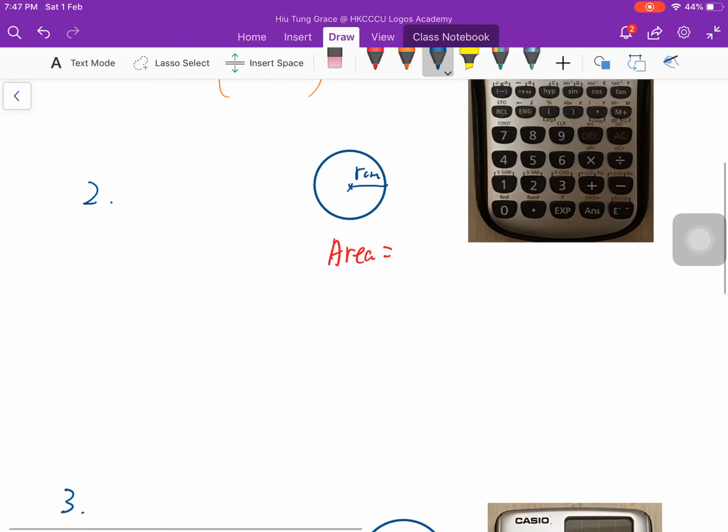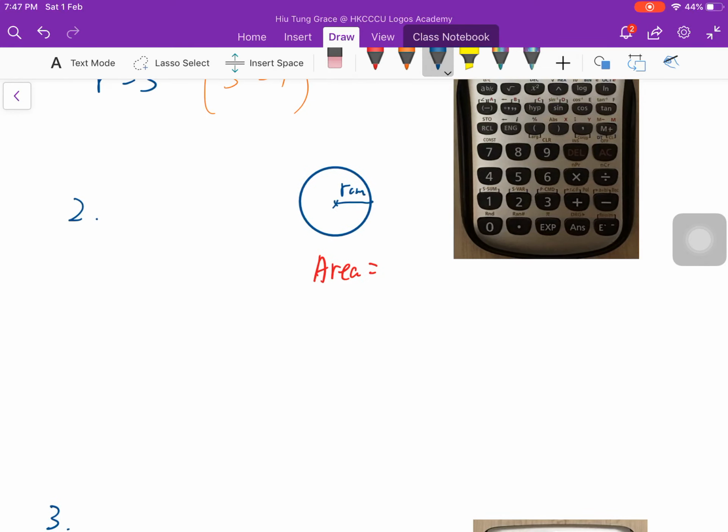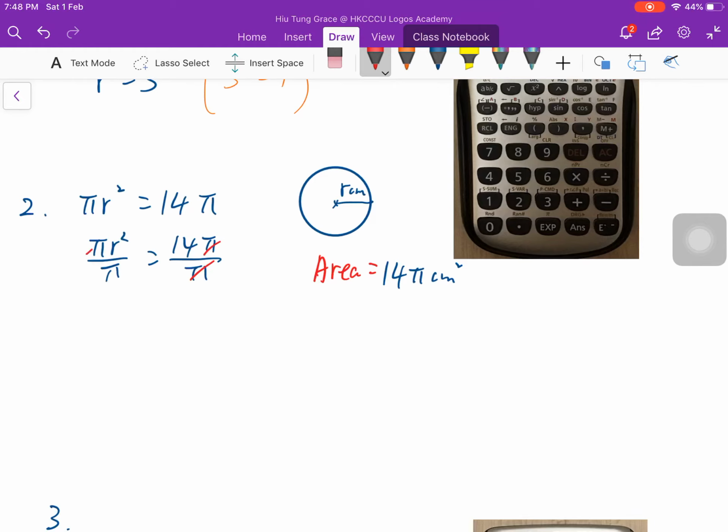This time, again, you are given a circle with radius r cm and the area this time is 14 pi cm squared. To start with, again, we use substitution. We know that pi r squared is equal to 14 pi, and then we divide both sides by pi. We simplify the equation to r squared equals 14.